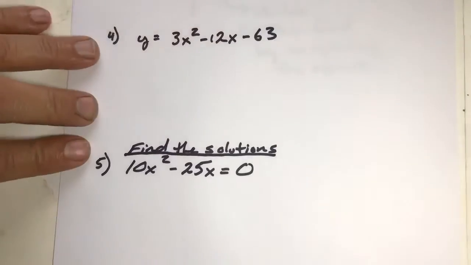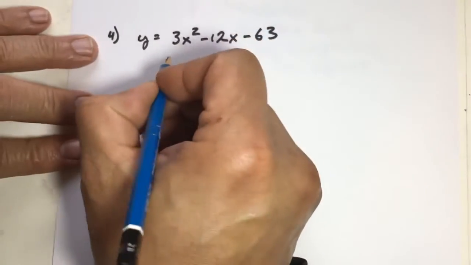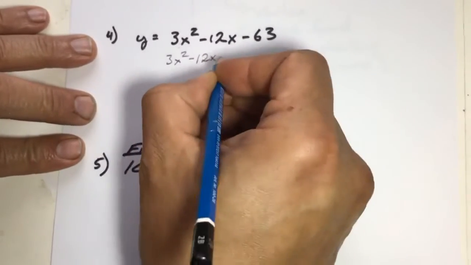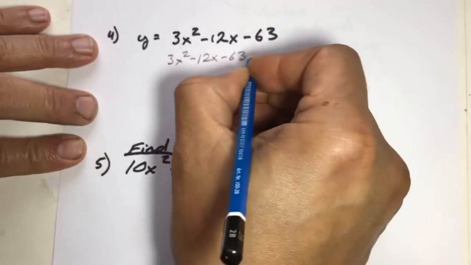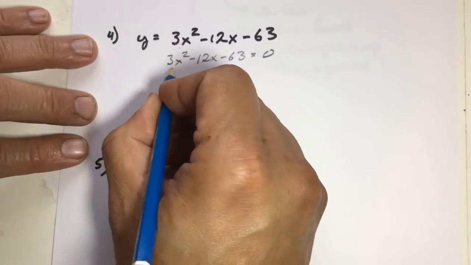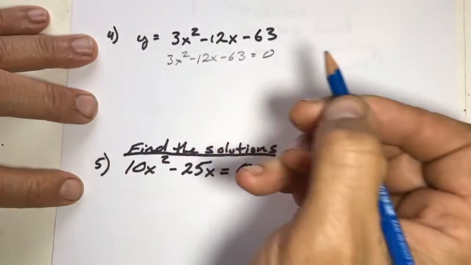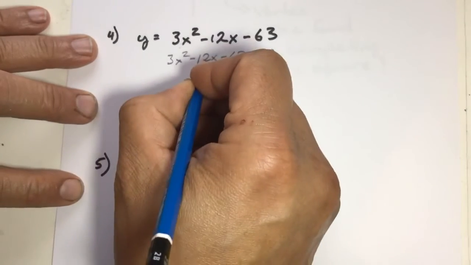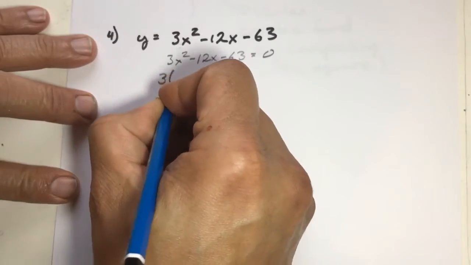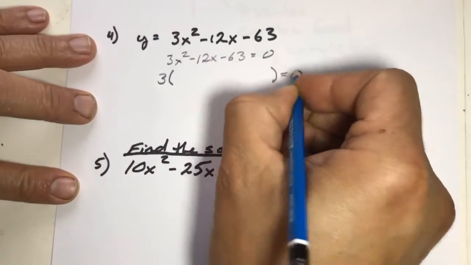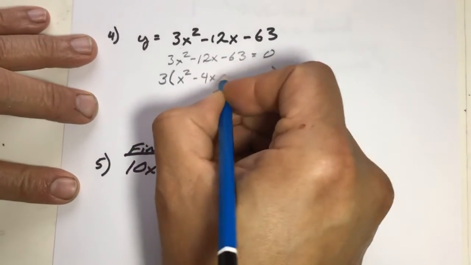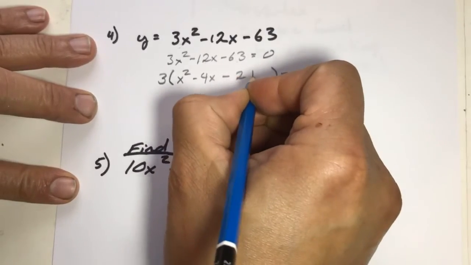This next one, number 4. Same rules. Okay, let's rewrite it. This one looks hard. Okay, but we can do it. Equals 0. That's how you find zeros. Is there anything common, a GCF, that divides into all 3 of these? Well, I happen to know that this is divisible by 3. All 3 of them are divisible by 3, but no common letters, so just remove the 3. You'll be left with x squared minus 4x minus 21.